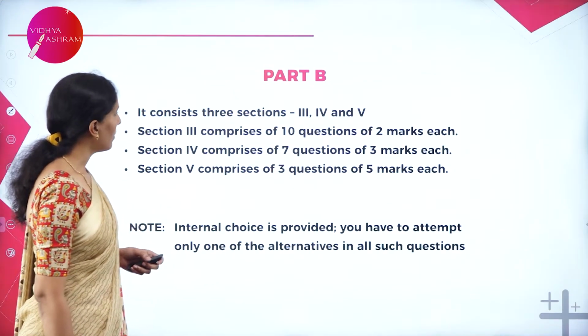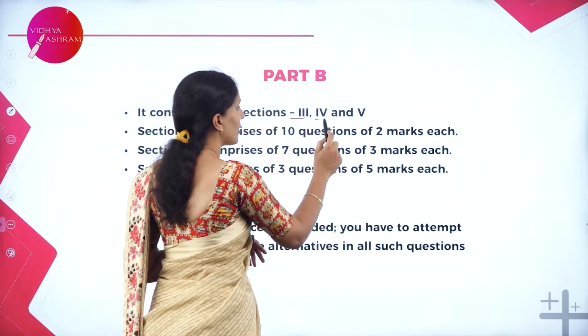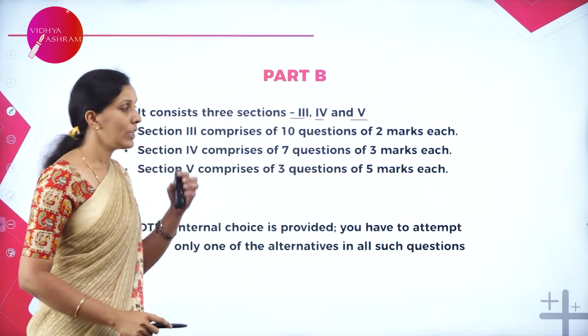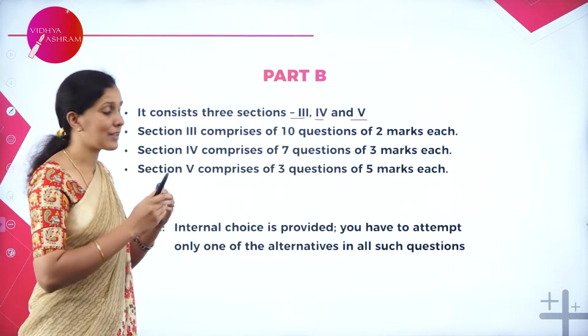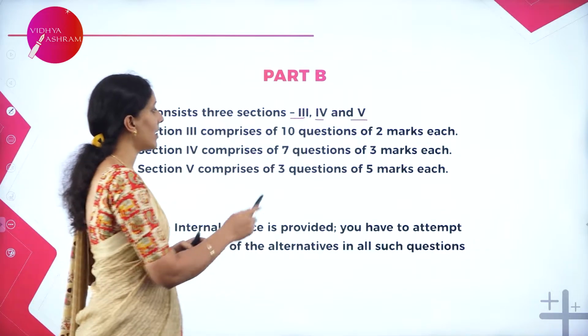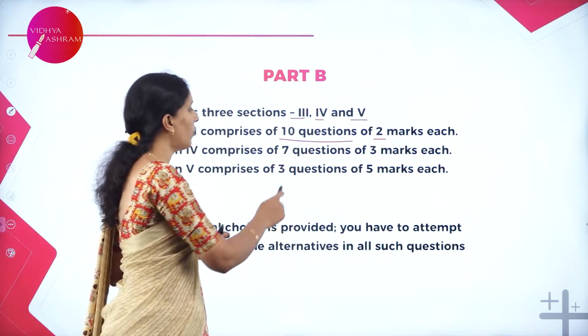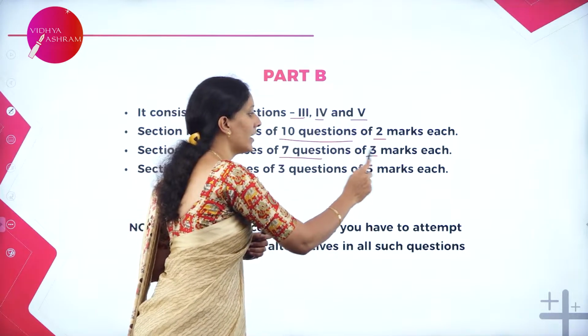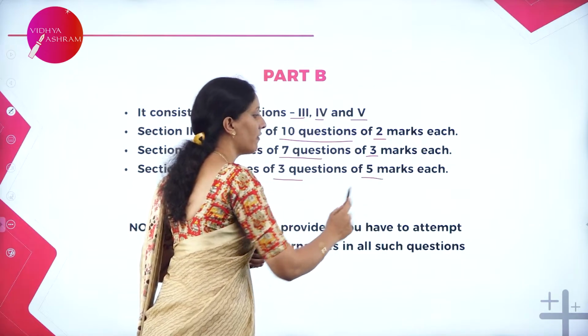Now in part B, again it consists of 3 sections: Section 3, Section 4 and Section 5. Here Section 3, Section 4, Section 5 are divided according to the marks prescribed. Section 3 contains 10 questions, 2 marks each. Section 4 contains 7 questions, 3 marks each. And Section 5 contains 3 questions, 5 marks each.